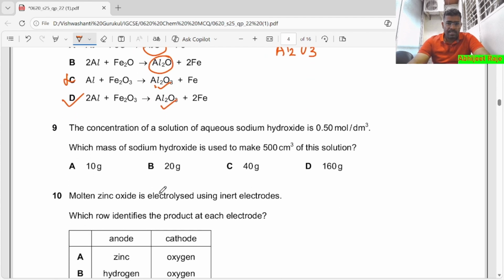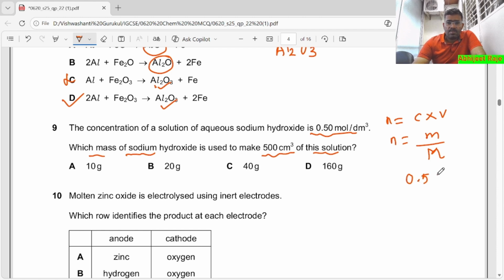Then the concentration of sodium hydroxide solution, now they have given the concentration, right? Then the mass of sodium hydroxide used to make 50 centimeter cube of solution. Now here we have to use two formulas. Number of moles is equal to concentration into volume. Second, number of moles is equal to mass upon molar mass. Now first we can see the concentration of the sodium hydroxide solution. They have given the concentration, and the volume they have given is 50 centimeter cube.